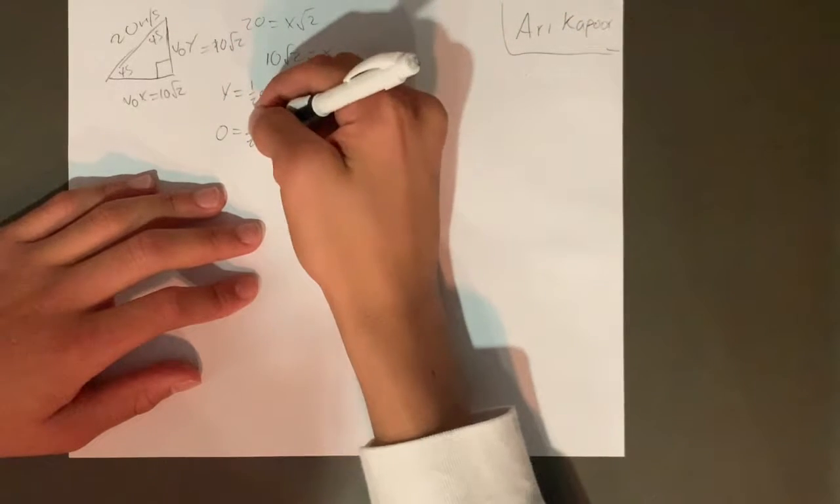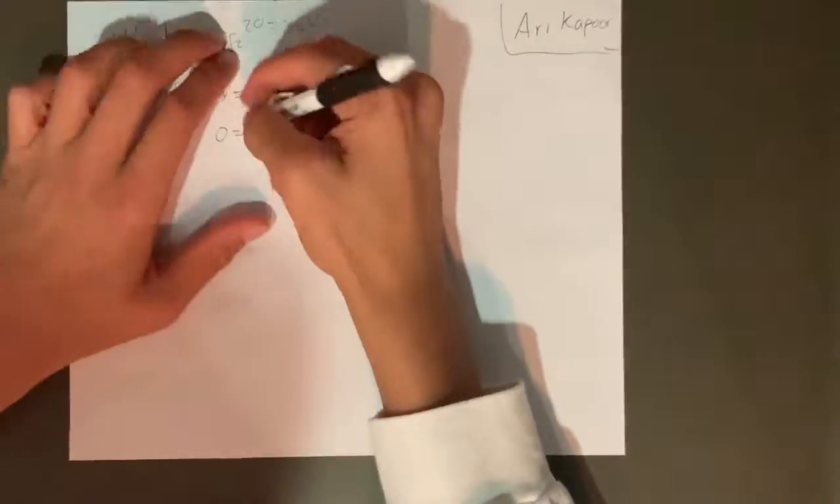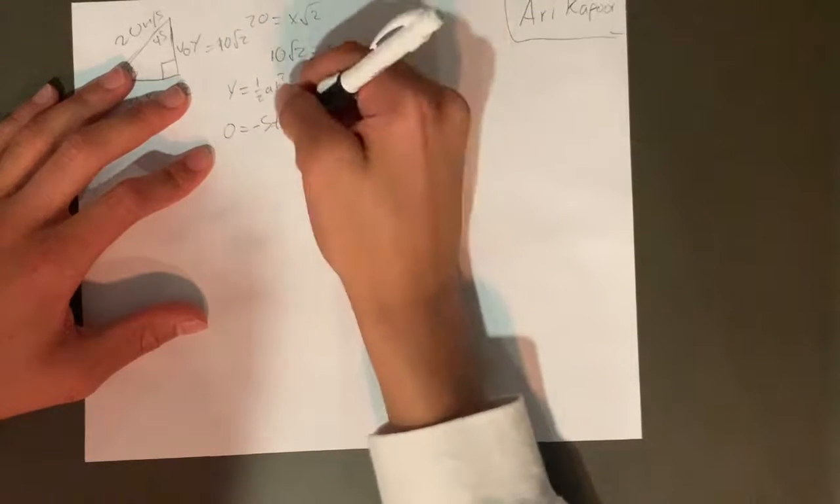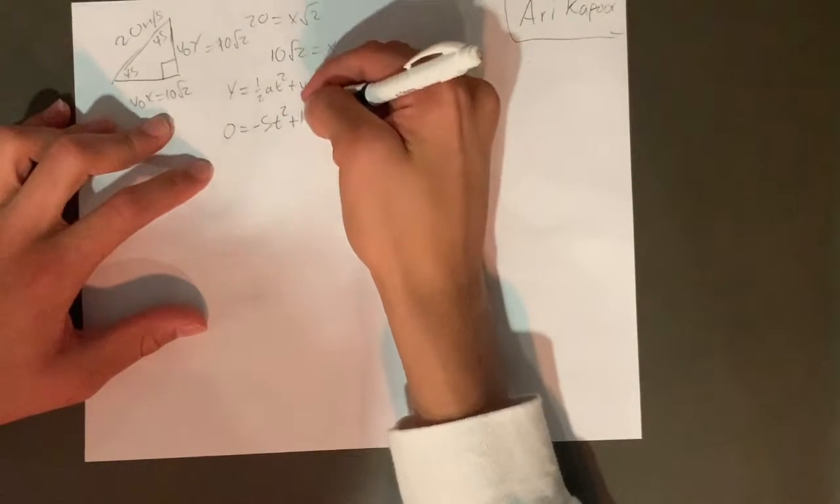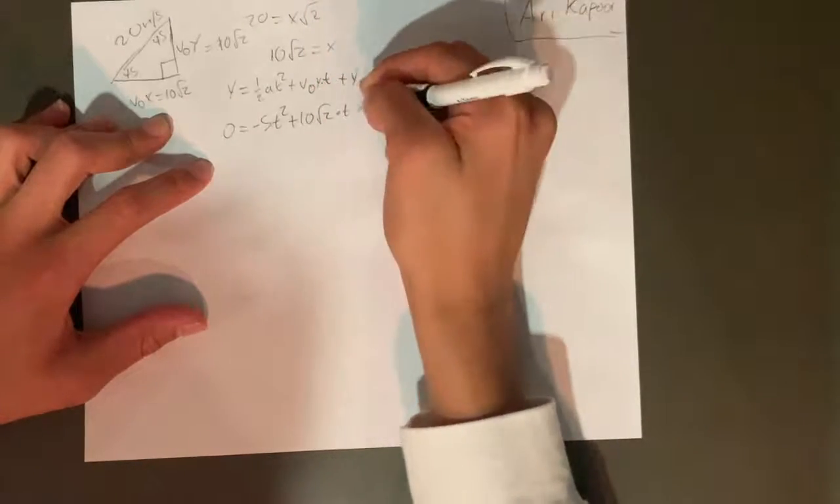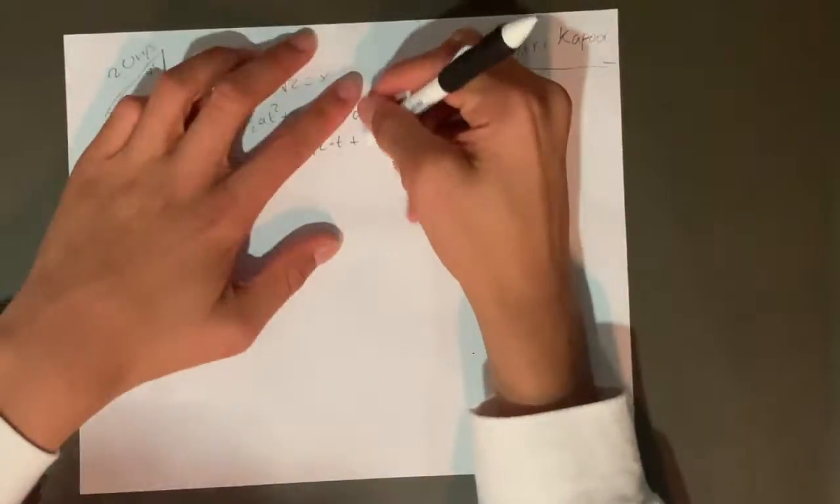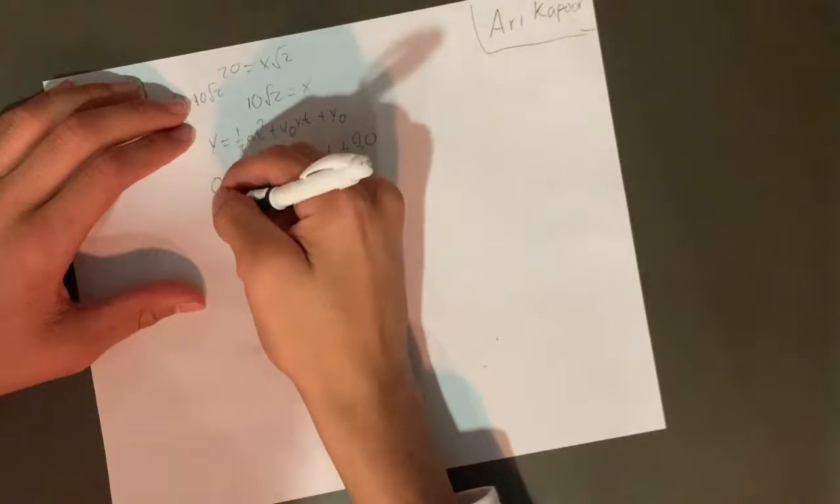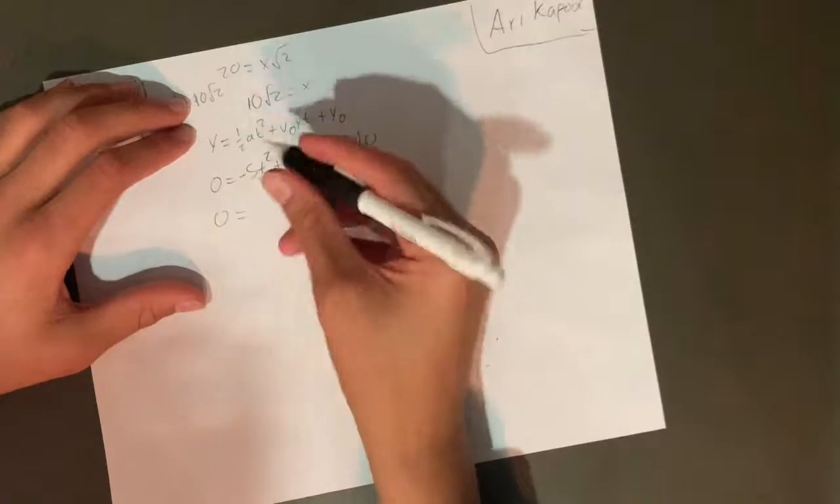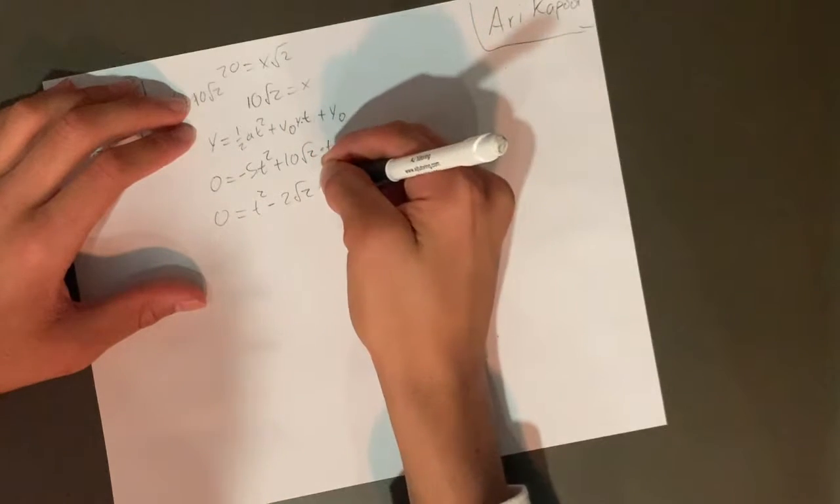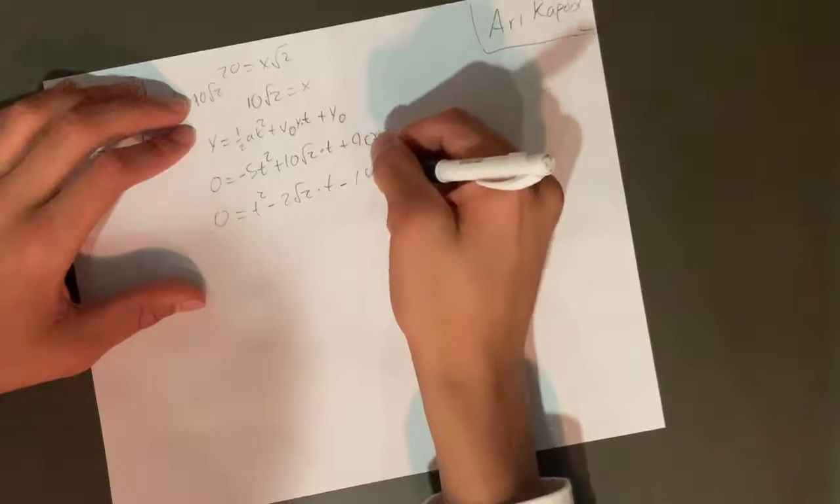So we're going to do 1/2 times negative 10, because we know negative 10 is our gravity. So we can just say negative 5 t squared plus v0y, which we know is 10 root 2, times t plus y0, which is also something that we know. So instead we can just plug in 90 here. First thing we're going to do is simplify this and rewrite it by dividing everything by negative 5. So we get t squared minus 2 root 2 times t minus 18.